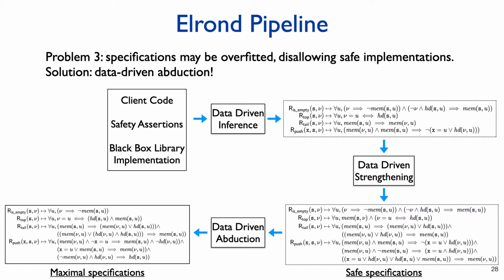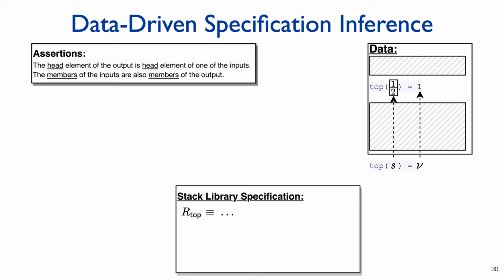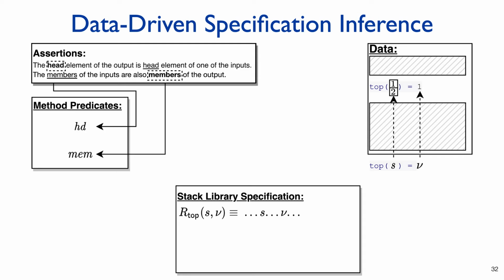Let's move on to the first procedure, the data-driven inference. The data-driven inference just means we infer a specification from the data to prove the assertion. Let's focus on the function top here. The function top takes a stack we call S and returns a value, the top element of the stack, which we call nu. So the specification of the stack should also involve S and nu. And we try to verify some properties of the head element and membership.